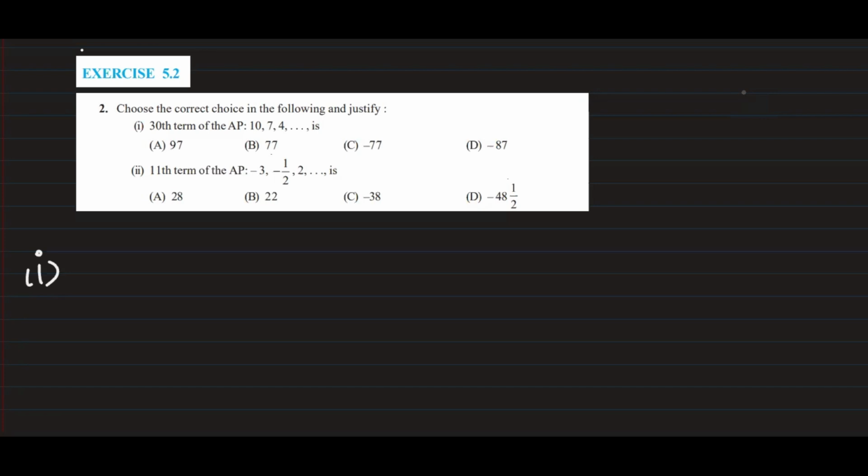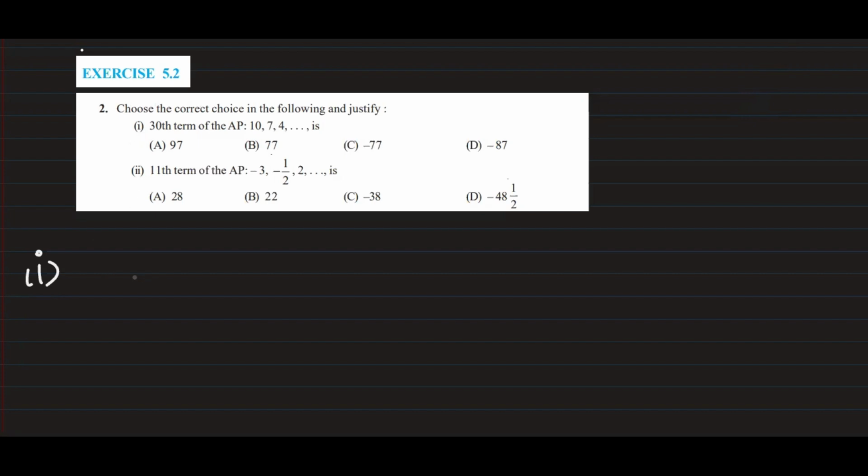So in today's video, let's see how to solve question number 2 of exercise 5.2. We are given: choose the correct choice in the following and justify. We are given two questions now. The first question is: the 30th term of an AP 10, 7, 4, and so on is what? Now we'll have to find the 30th term of the given AP.